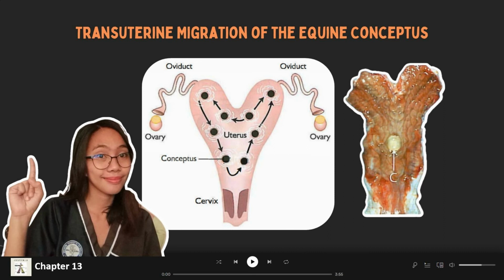This migration must occur 12 to 14 times per day during days 12, 13, and 14 of pregnancy in order to inhibit PGF2 alpha. This intrauterine migration of the equine conceptus appears necessary because the conceptus does not elongate as in other species. Therefore, there is less contact between the conceptus and the endometrial surface. In other words, the migration of the conceptus is probably necessary to distribute pregnancy recognition factors to the endometrial cells.